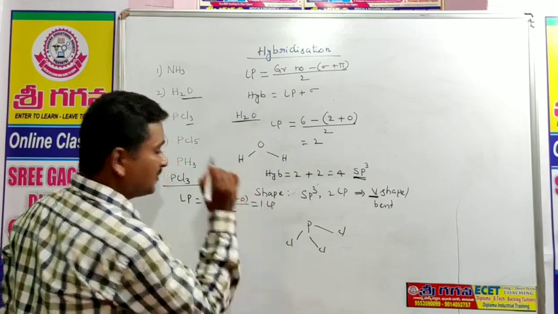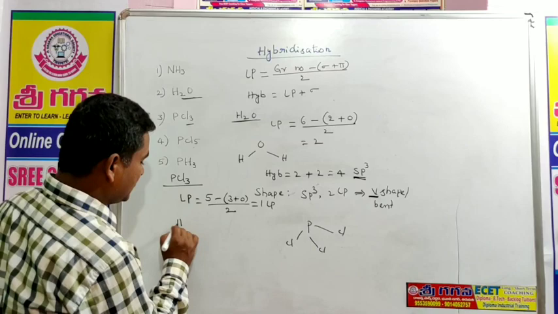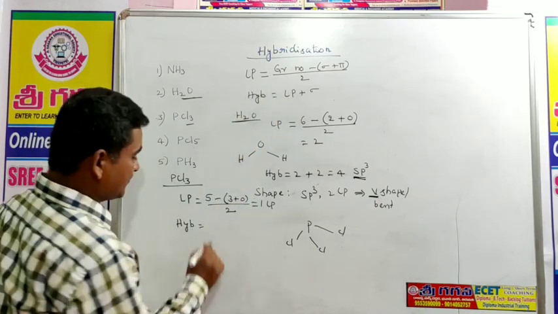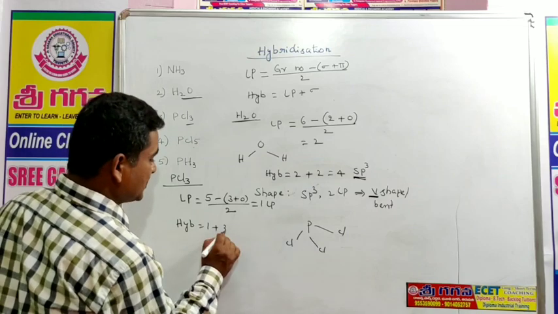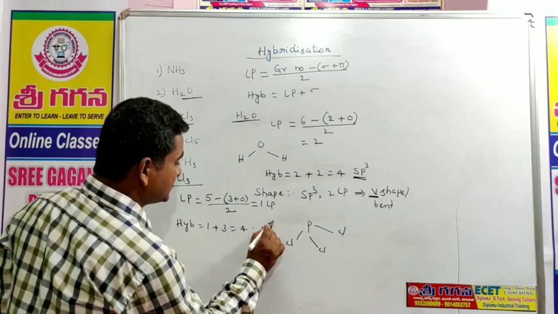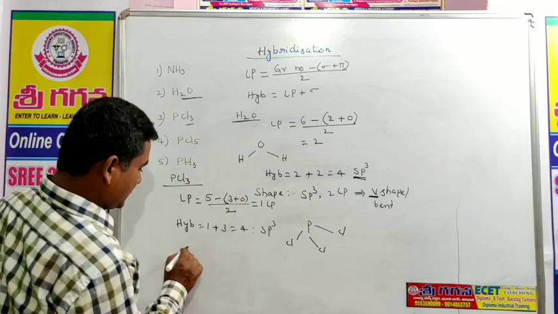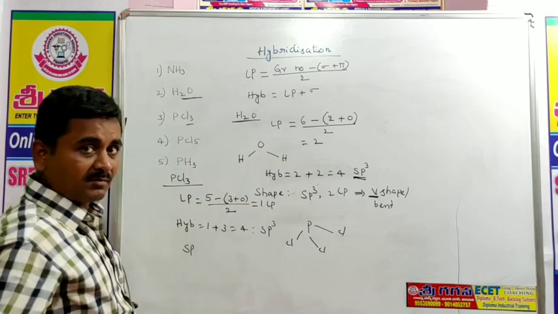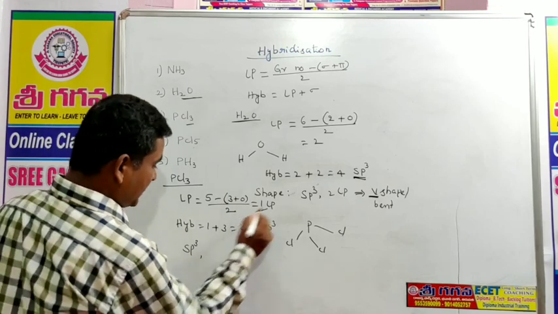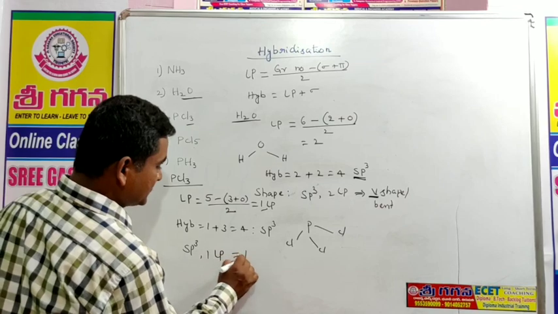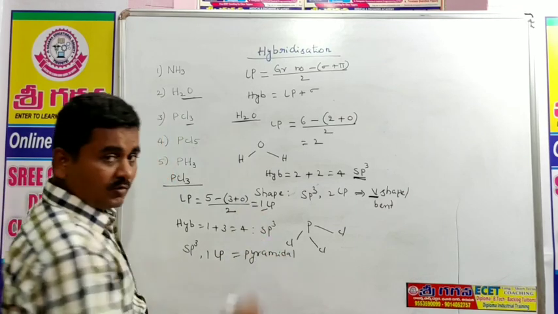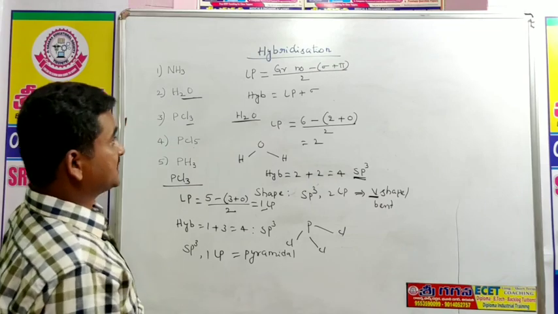1 lone pair we will obtain from this formula. How to find hybridization? It is lone pairs plus sigma bonds. 1 lone pair plus 3 sigma bonds, that is 4. If we get 4, this will be sp3 hybridization. And as per valence shell electron pair repulsion theory, if a molecule has sp3 hybridization and 1 lone pair of electrons, its shape will be pyramidal, just like in ammonia as we discussed previously.